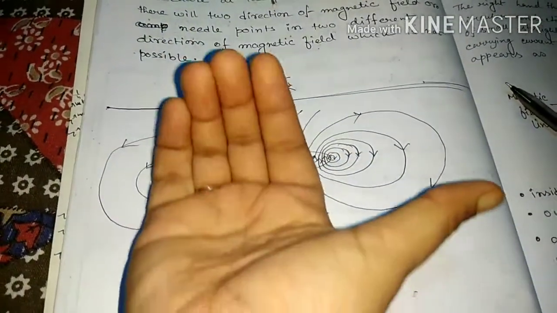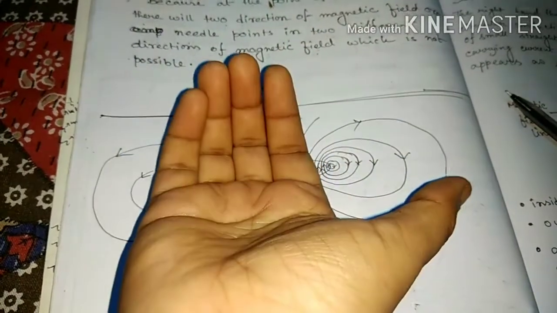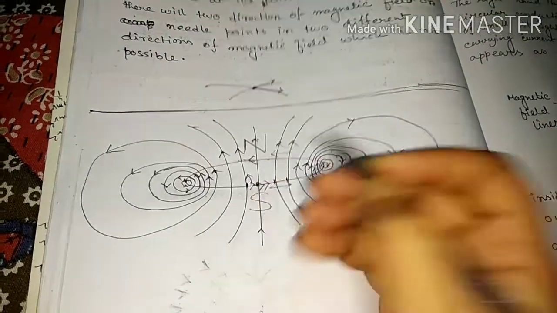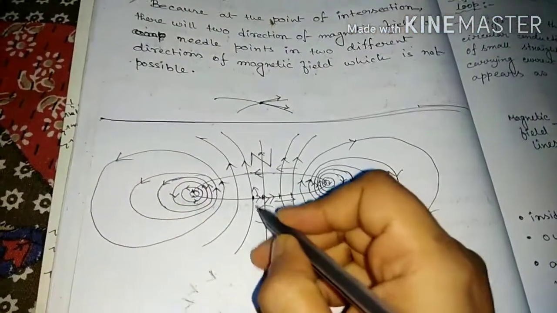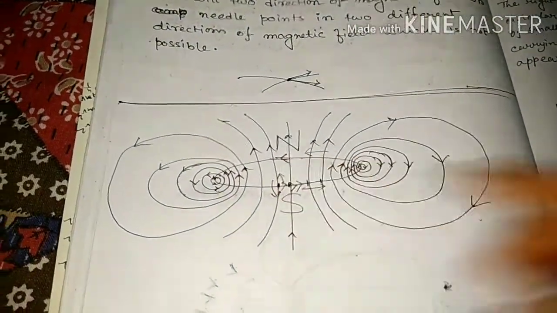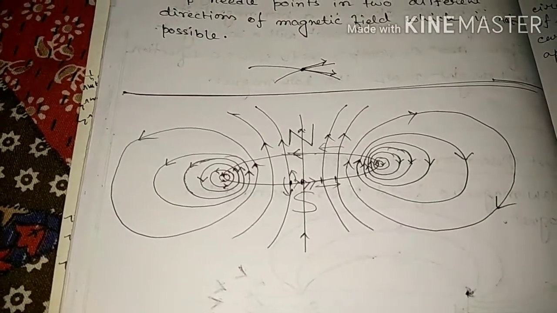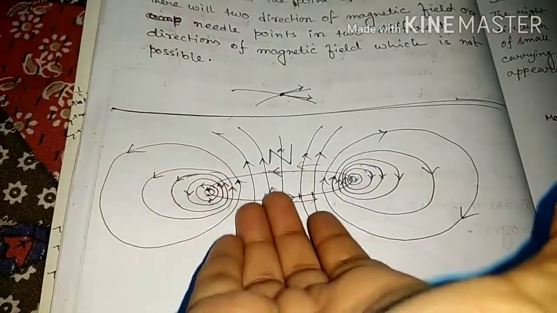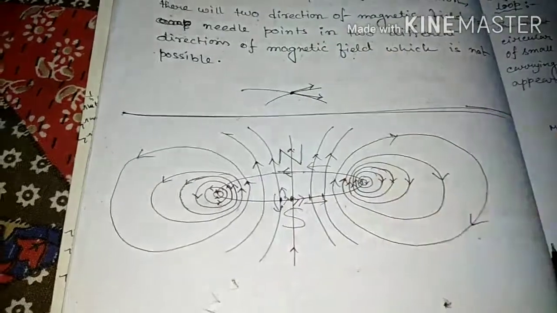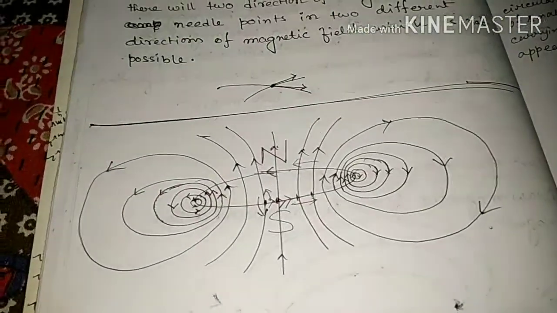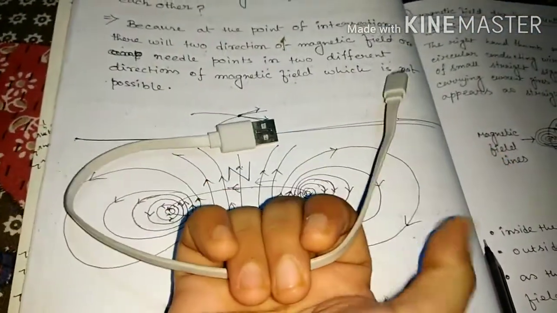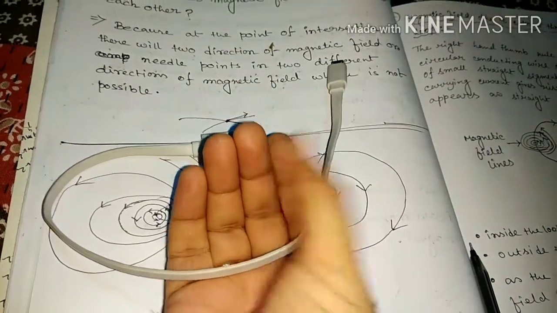So if you hold this wire, the magnetic field lines inside are in the upward direction, and outside it will be in the downward direction. So inside the loop, the magnetic field points upwards. Suppose this is a wire, and if you hold it like this way and the current is flowing this side, this is the inside and this is the outside.